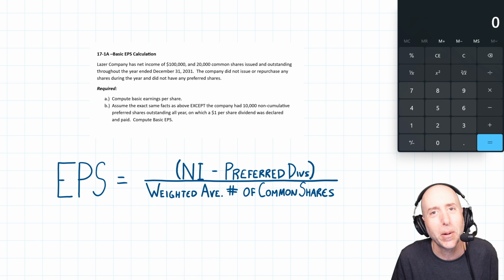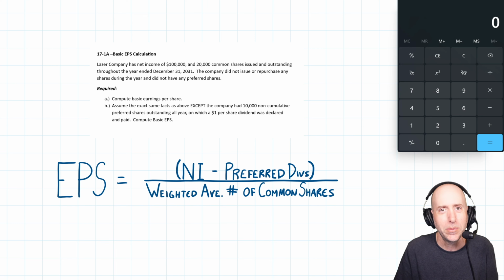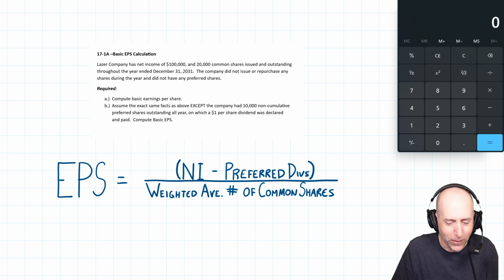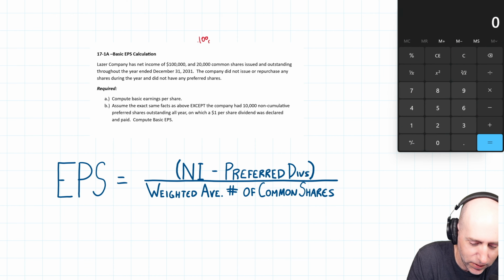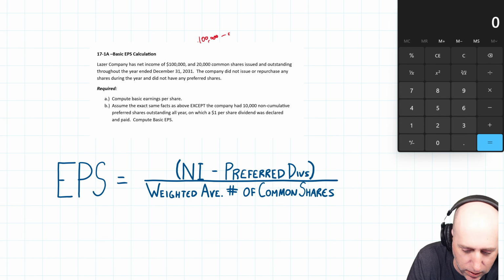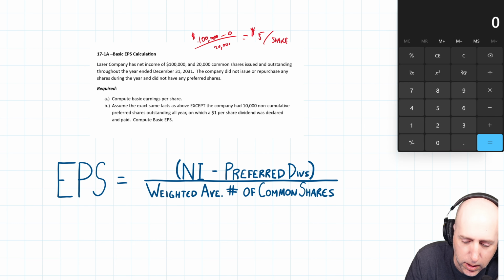Okay, so earnings per share, very straightforward concept. It's your net income divided by the number of shares. In this case, it's $100,000, our net income. Now, it says minus preferred dividends. Well, we don't have preferred shares, so no preferred dividends. So $100,000 minus 0, divided by the number of shares, 20,000 shares. So $100,000 divided by 20,000 shares. Our earnings per share is $5 per share.